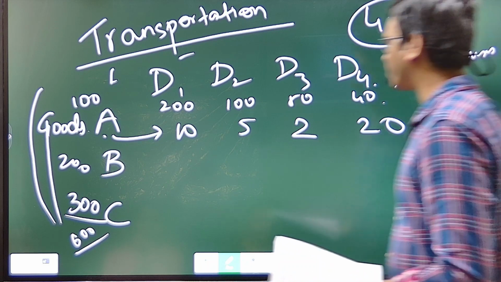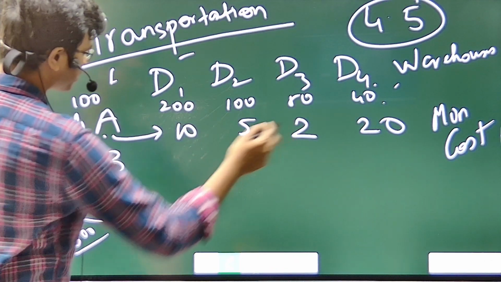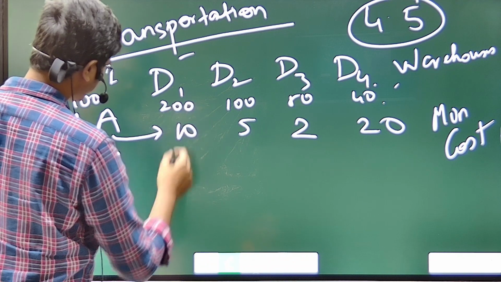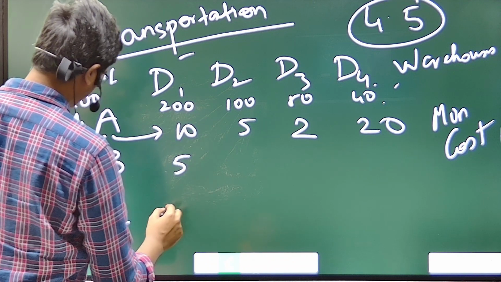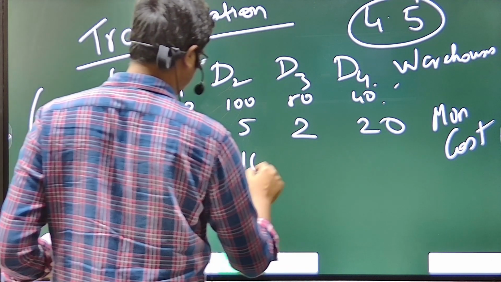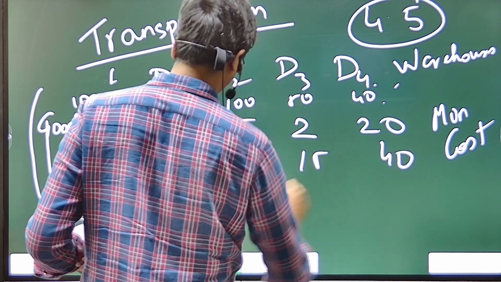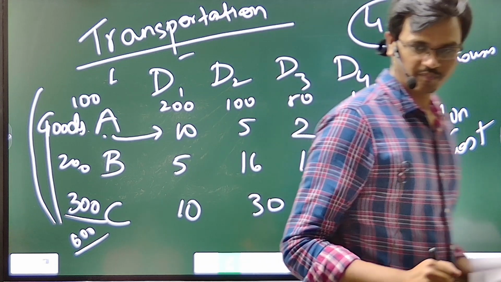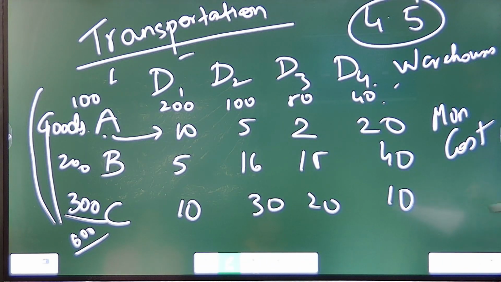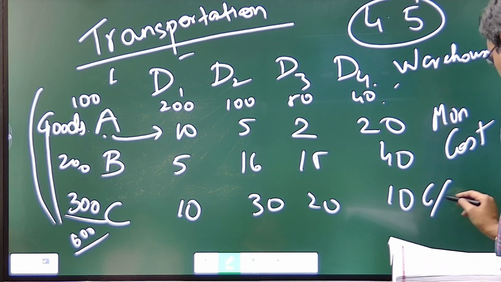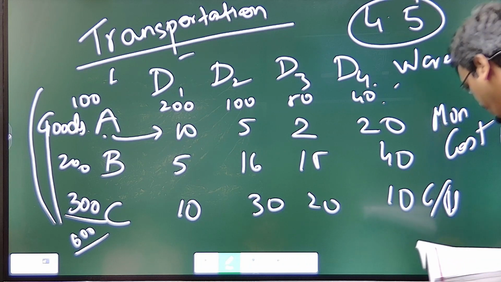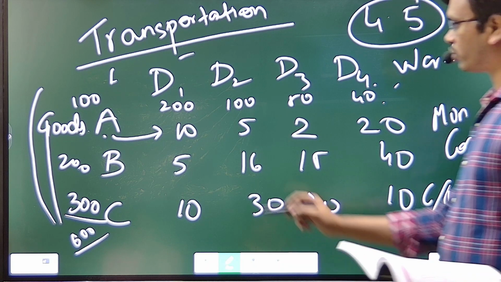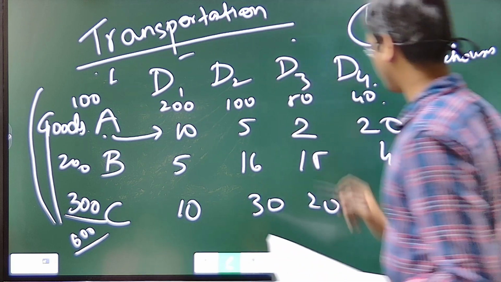So suppose for this the cost is 10, 5, 2 and 20. From B to D1 the cost may be 5. This may be 10, 16, 15, 40, 30, 20, 10. This is your cost per unit. And these are your goods and these are your destinations.